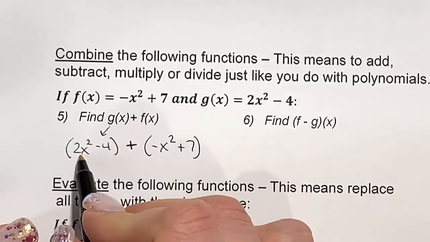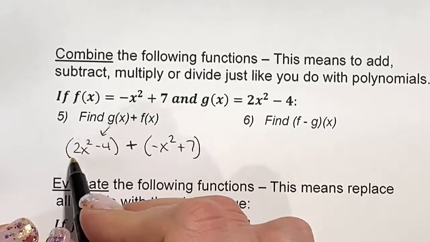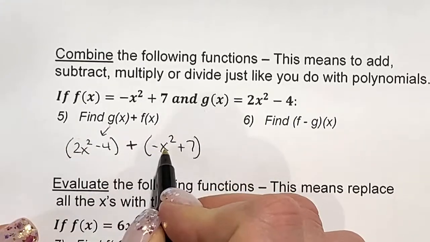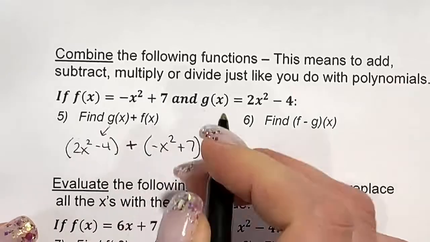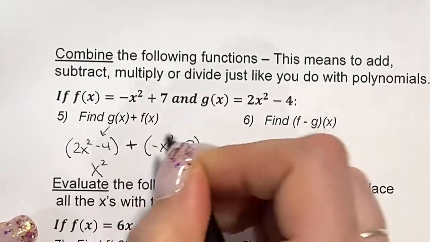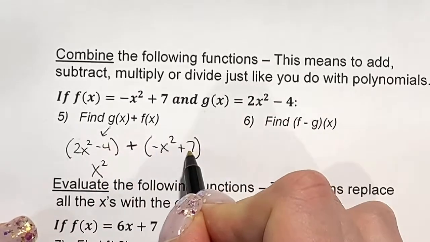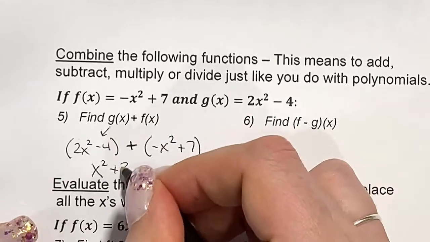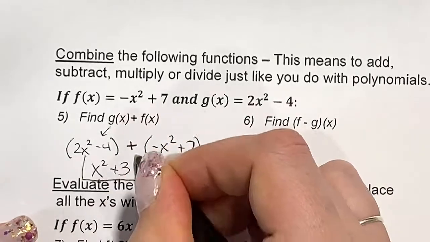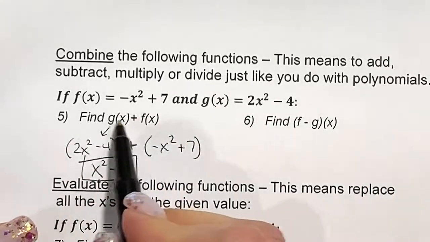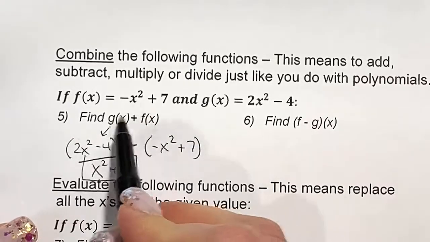So we would find our like terms. 2x squared can be combined with a negative x squared. So 2x squared subtract x squared would be 1x squared. And then negative 4 plus 7 would be a positive 3. And so that would be your answer. Really the only thing that's new is just how you write these.